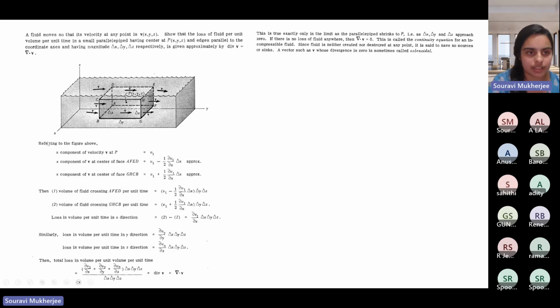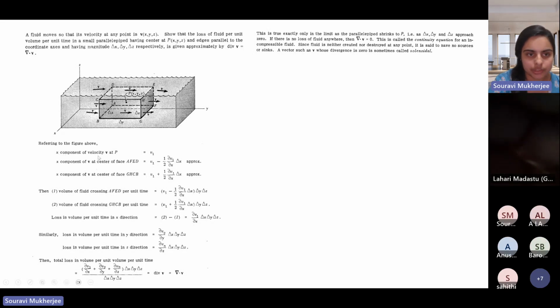So if you take that into consideration, following the figure, you consider that the x component of velocity at P, some point at the center of this volume element, is V1. Then what would be the x component of velocity at this face? It would be V1 minus half of del V1 del x into delta x, right? So you are considering the change of V along x in this direction. And what would be the component at this face? It would be V1 plus this quantity, right?